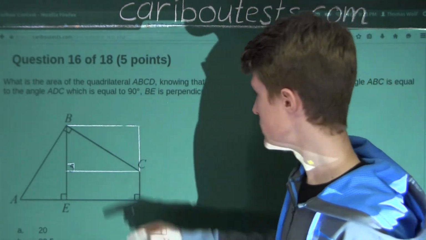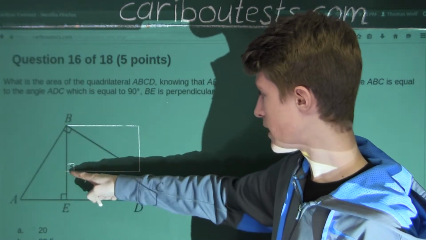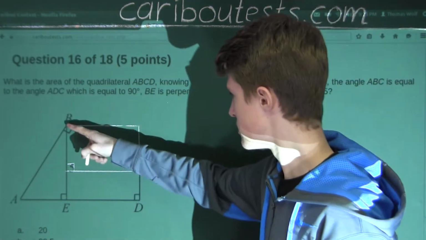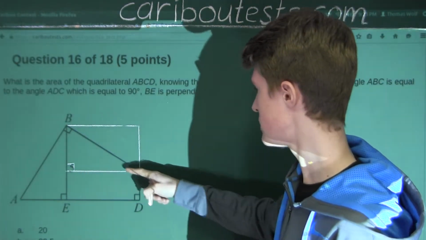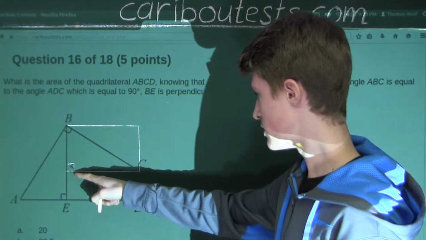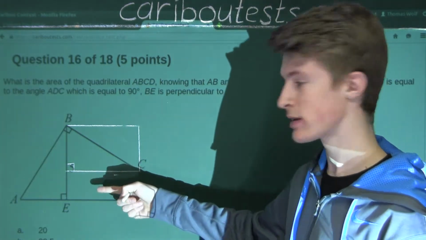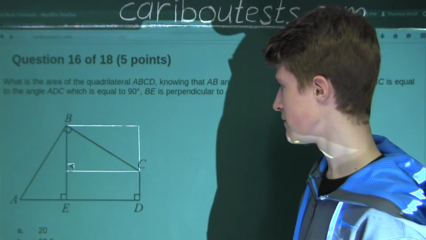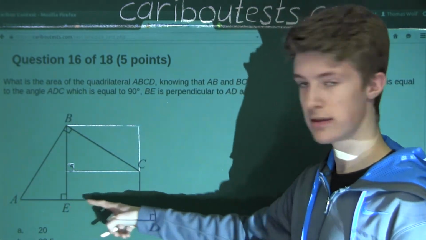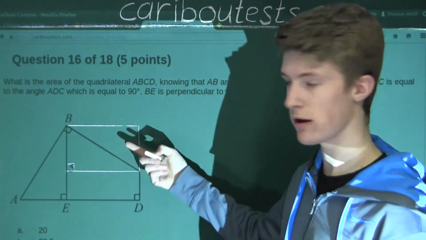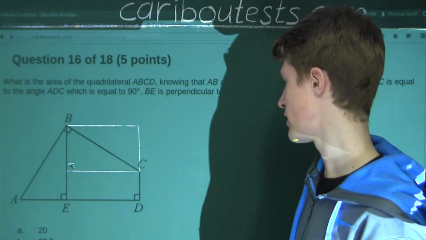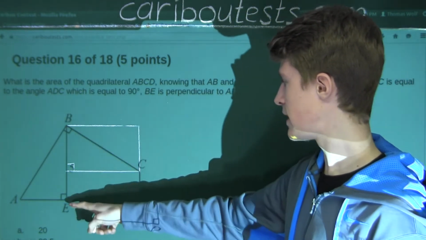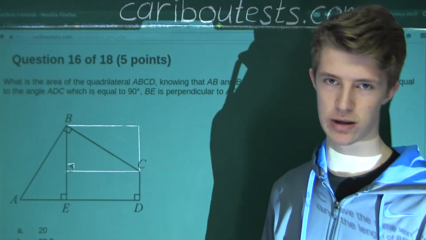Alright, and now we know that this side is 5, and we can see that this line corresponds to this line for this triangle. So therefore, this line must also be 5, and since that is parallel to this line, that means ED must also be 5. So since this side is 5 and this side is 5, we are calculating the area of this square. So to find the area, we will just do 5 times 5, which is 25.